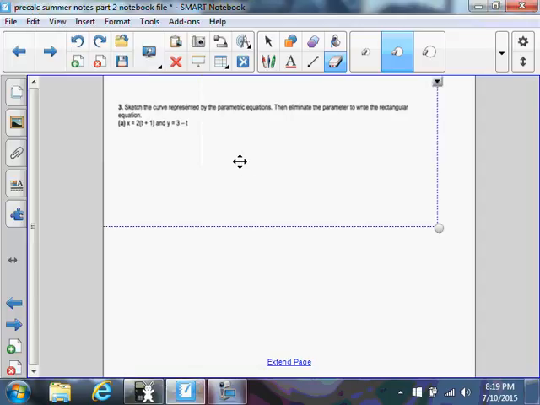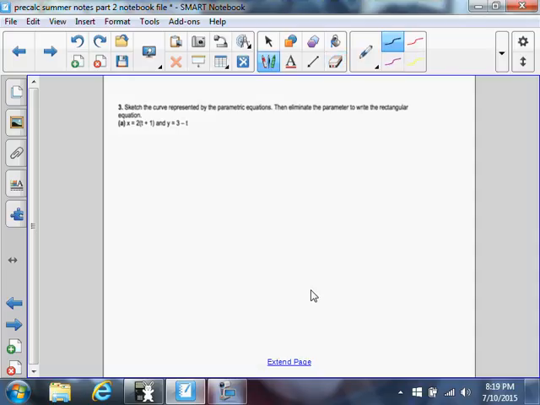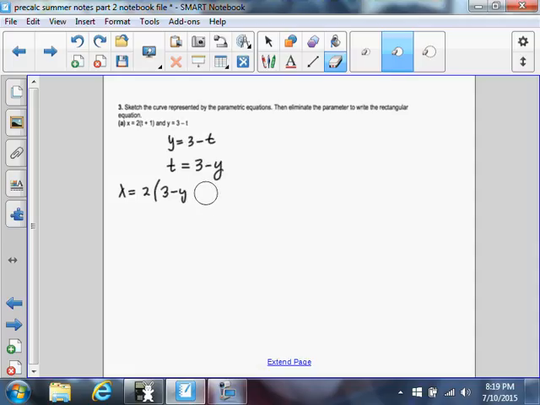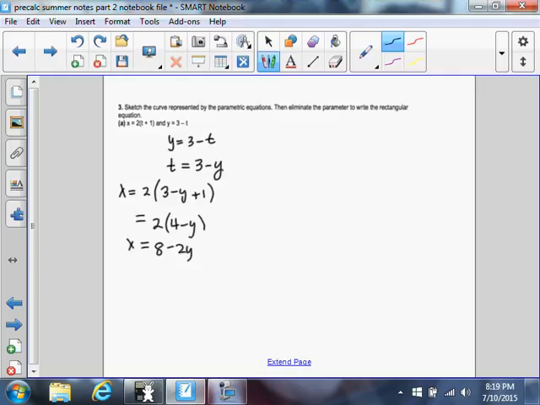So let's see why this one is a line and exactly what line it is. We're going to eliminate the parameter by solving one of the equations for t. So let's say I add the t over and subtract the y. I have t equals 3 minus y. And I plug into the second equation. So I have 2 times 3 minus y plus 1. So I get 2 times 4 minus y. So I get 8 minus 2y equals x. Let's say I want to solve for y, so I'm going to have x minus 8 over negative 2 equals y. So y is negative 1/2 x plus 4.